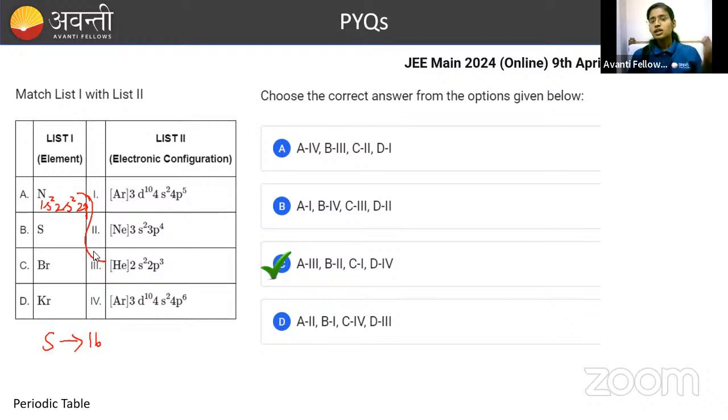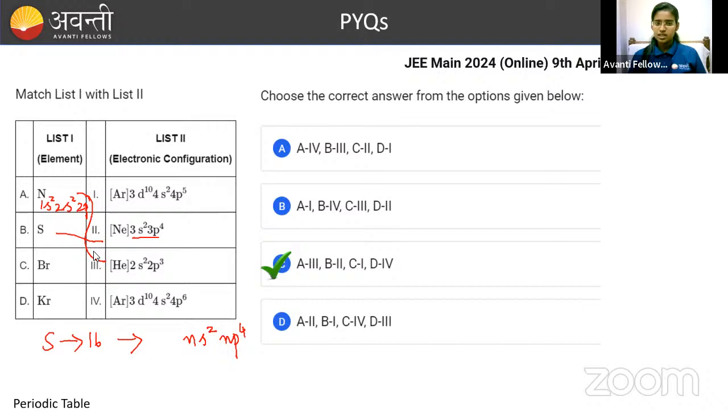So for all the members present in group 16, the outer electronic configuration is ns2 np4. So in the given four options of list 2, we have 3s2 3p4, which is the ns2 np4 configuration, only in option 2. And you can also check with the atomic number. If you write 1s2 2s2 2p6 3s2 3p4, you will get that. So B goes to 2.